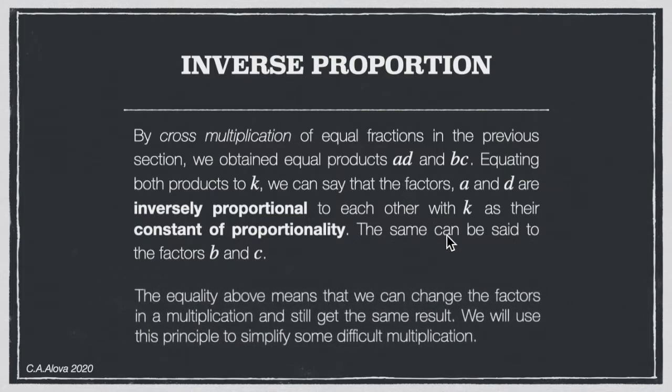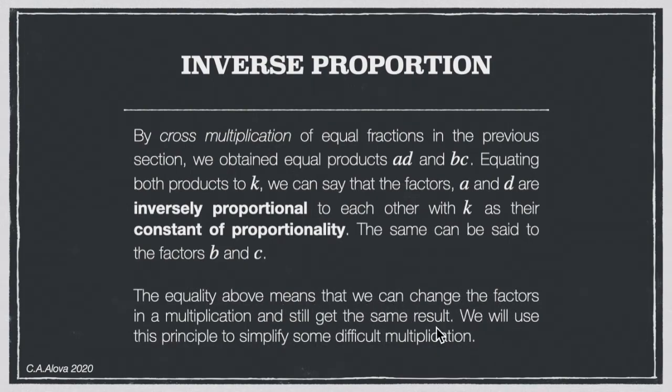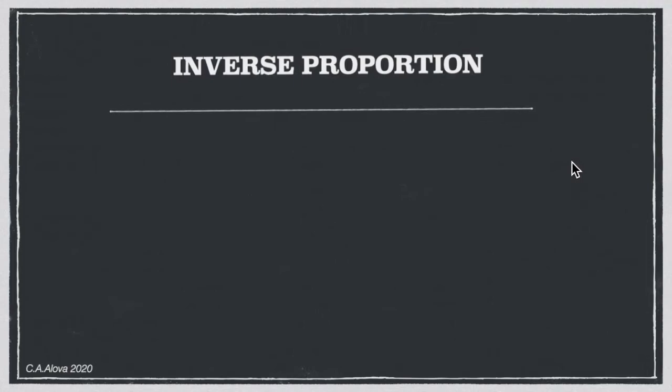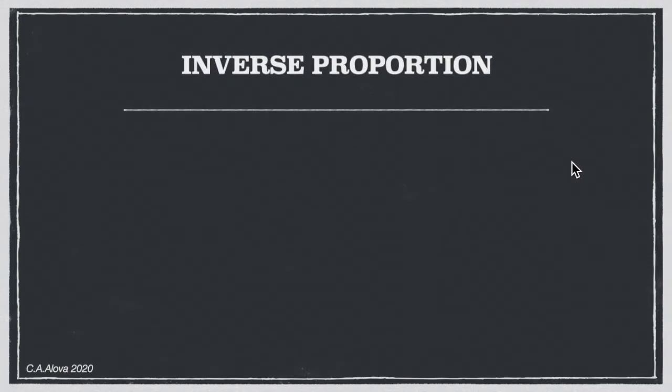The equality above means that we can change the factors in a multiplication and get the same result. We will use this principle to simplify some difficult multiplication in our future Vedic math lessons. So at least you'll have the basic concept of how we will use the inverse proportion. One example is we're going to still use the doubling and halving, even though this is an additional application, since Gauri already gave you this in her lecture.